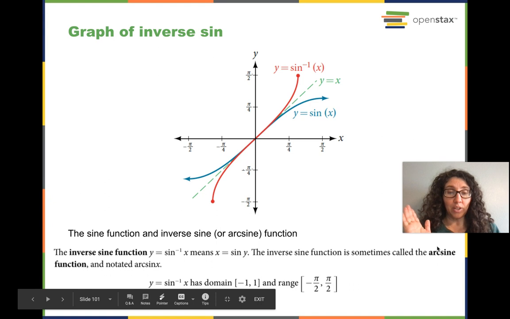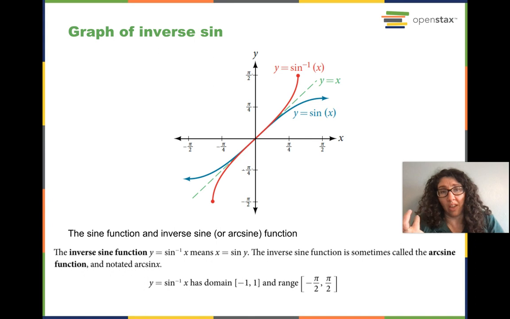So some calculators have a button that says arc sine. Some calculators have a button that looks like this. Okay, they're the exact same thing. I don't know. And there's really not one that's more common than the other. They just are two names for the same thing.